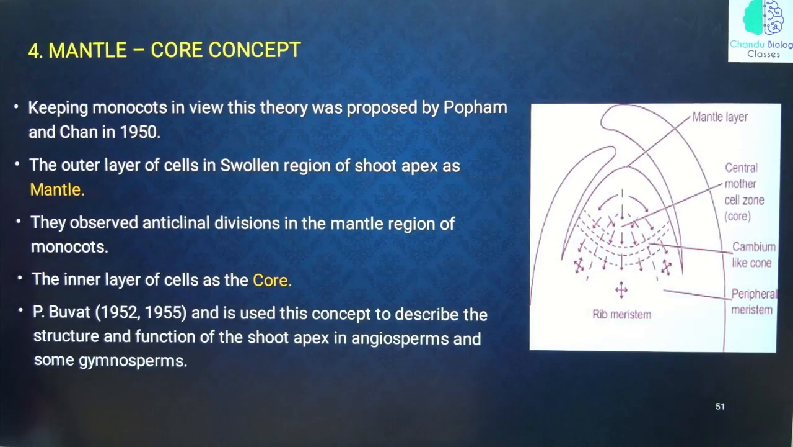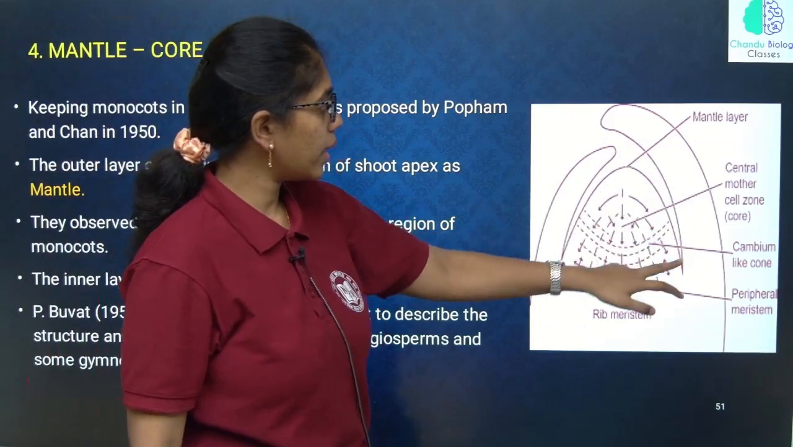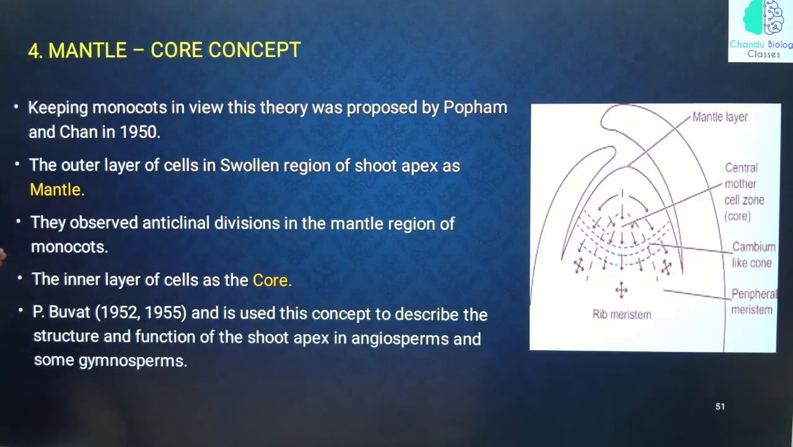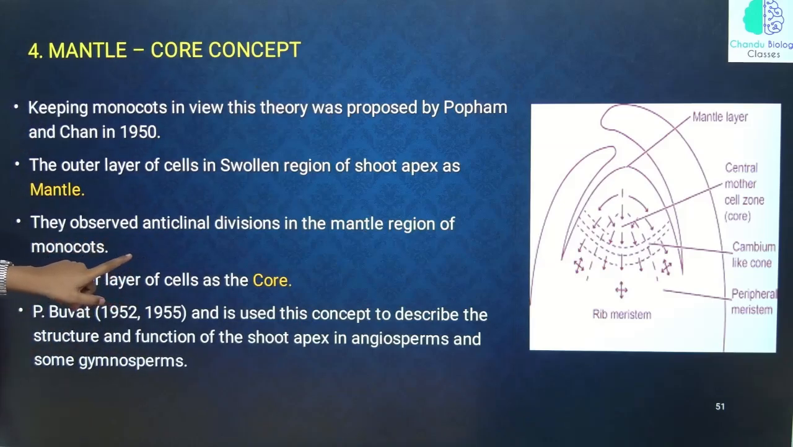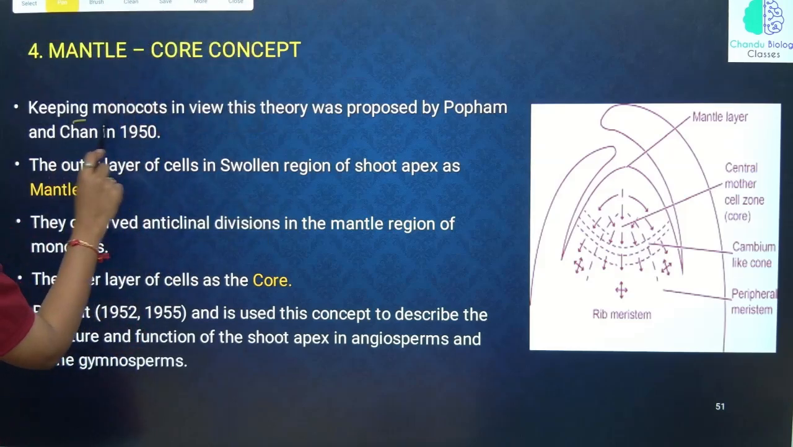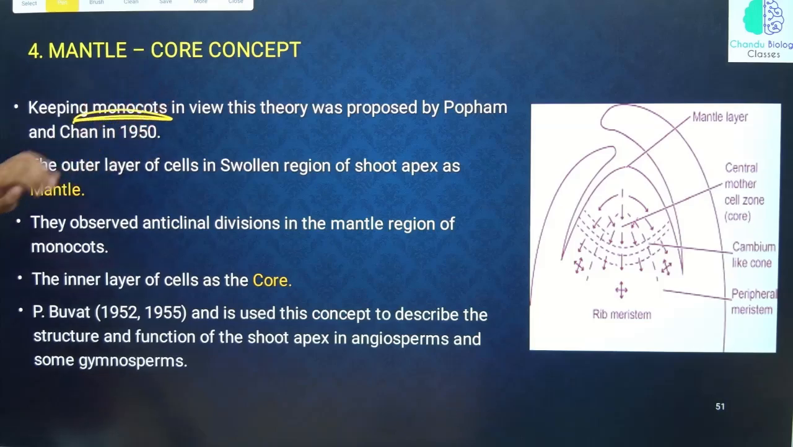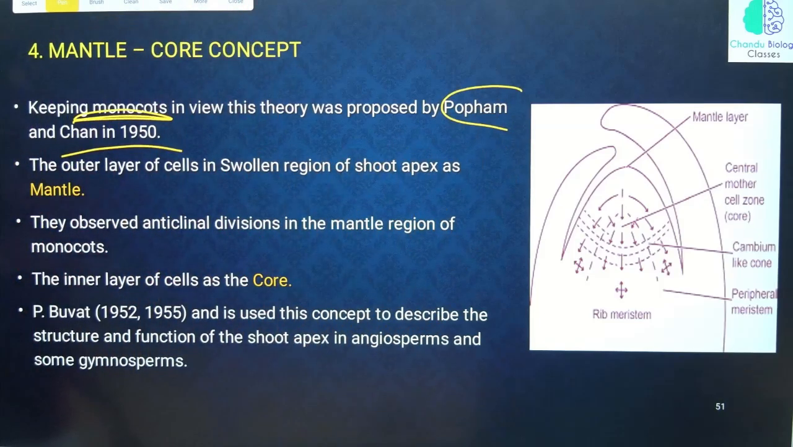Then fourth theory is mantle-core theory. Here the mantle layer is outer layer and core is the inner layer. Here mantle is observed to conduct only anticlinal divisions in the mantle region of monocots. This is proposed keeping monocots in view. It is proposed by Popham and Chan in the year 1950.